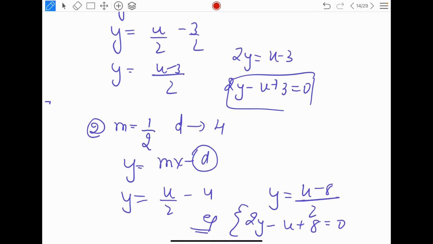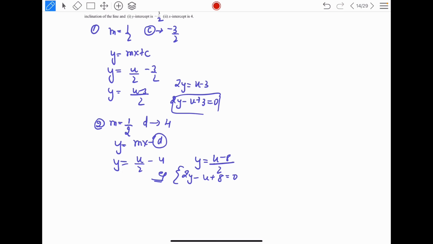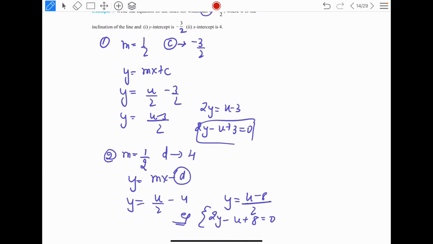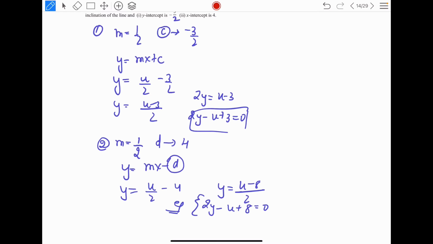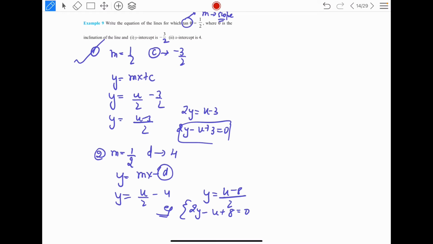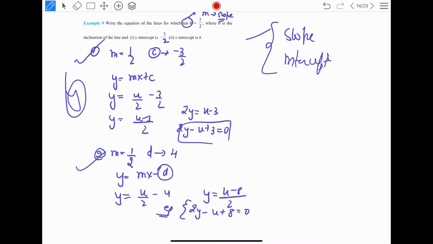That's it. So the slope will always be m, which is the same, but if the x-intercept is given, we will subtract it: y is equal to mx minus d. If the y-intercept is given, we will add: y is equal to mx plus c. So this is your y-intercept form, this is your x-intercept form. In this form you will have the slope given to you and the intercept given to you. These two conditions you will be using.